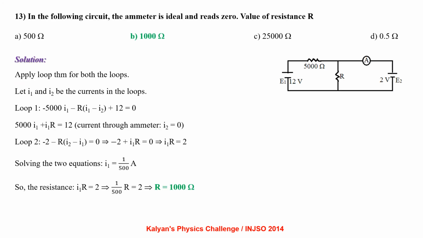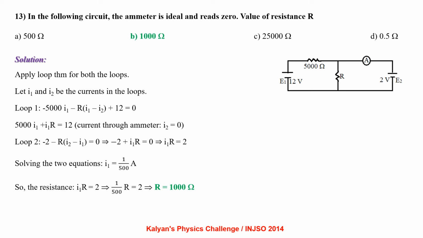In the following circuit, the ammeter is ideal and reads 0. The value of resistance R is? Applying the loop theorem for both loops, let I1 and I2 be the currents in the loops. For loop 1: minus 5000 I1 minus R times (I1 minus I2) plus 12 equals 0. For loop 2: minus 2 minus R times (I2 minus I1) equals 0.